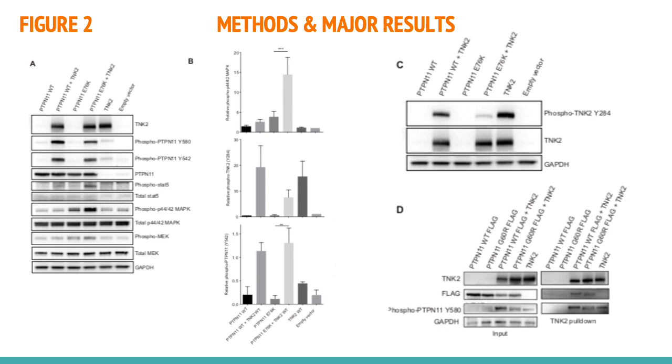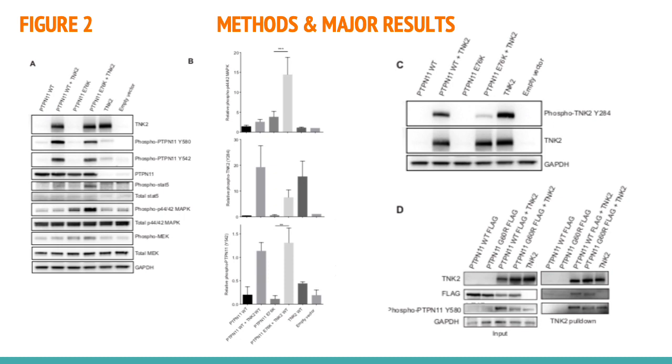So let's look at figure A closely for a second. If you find at the top of this figure, you can see where they're being co-expressed, and where it's co-expression with the wild type. And there we don't see as much phosphorylation of MAP kinase compared to when we have our mutant PTPN11 with TNK2, sorry. And there we see a lot more phosphorylation of MAP kinase.